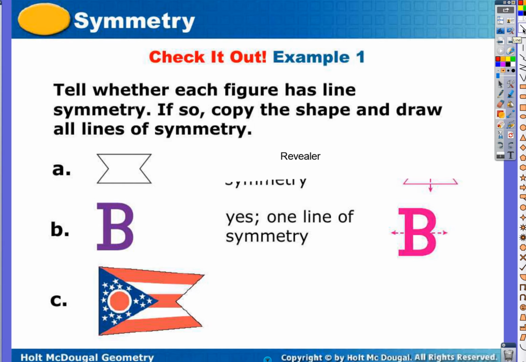So the point I'm trying to make is, okay, it's obvious that the outside shape has symmetry that way, but if they're gonna color it in, everything's supposed to be symmetrical.